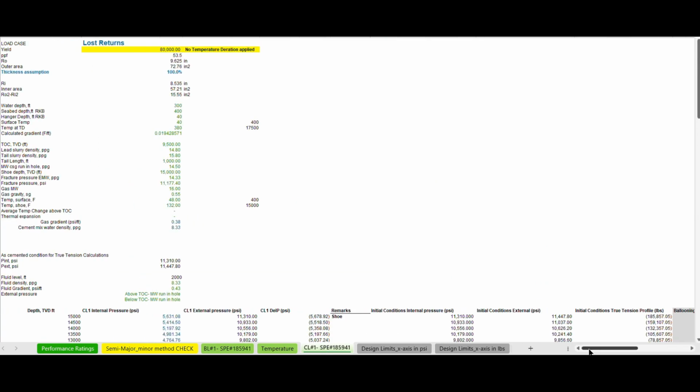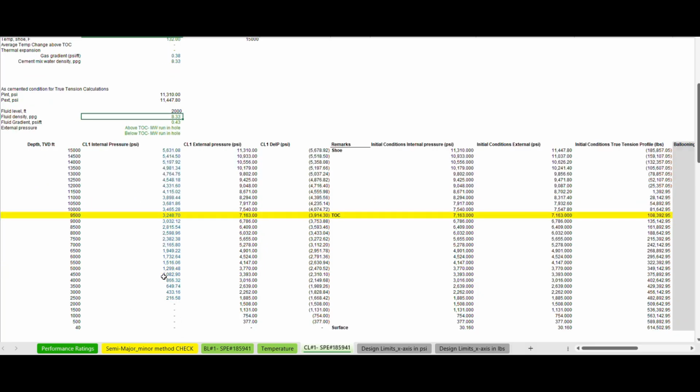So now this step is about the collapse load case, which is the loss returns. Basically what happens is the fluid level drops into casing when you are drilling the next hole section. The external pressure profile is the mud weight running hole, as you see here, and then the internal pressure profile is you have the fluid density of 8.33 below the 2000 feet mark. So up to the shoe, you still build a kind of pressure profile.